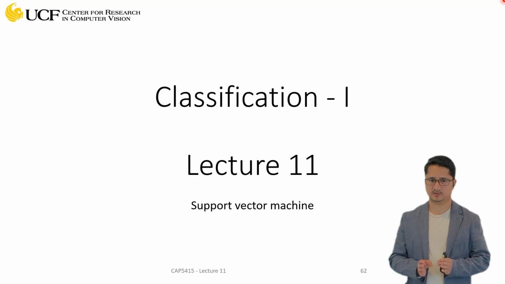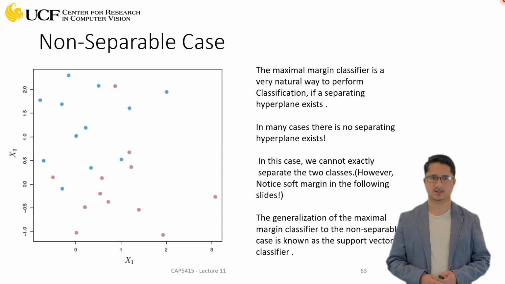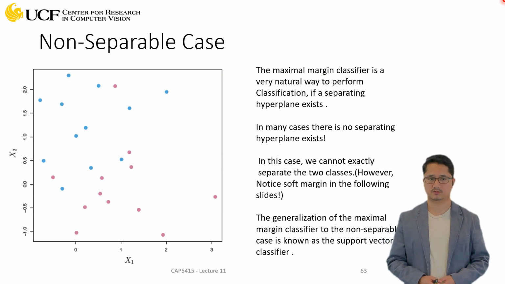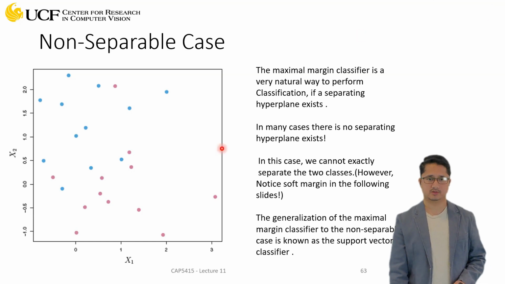So today we'll have this new segment, which is support vector machine. And this is going to be on top of what we discussed last time on the max margin classifier. Okay, so let's try to understand why we need support vector machines and why the maximum margin classifier was not sufficient. Let's try to understand this scenario.